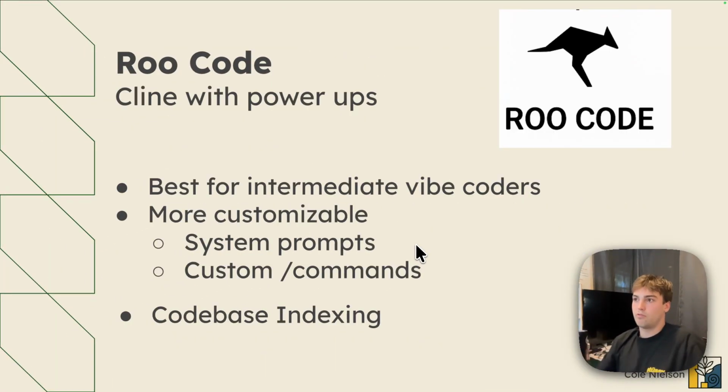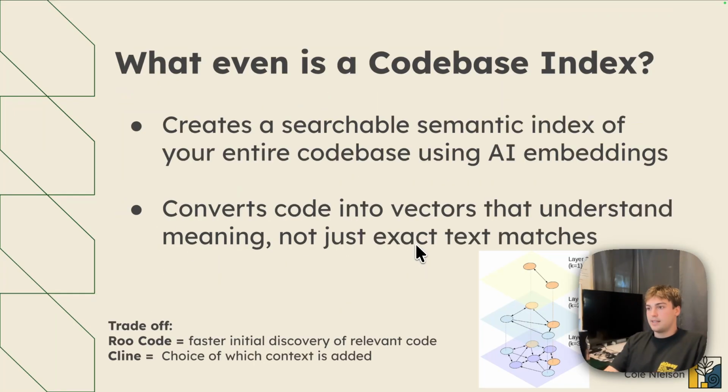But real quick, Roo Code is basically Cline with power-ups. It's best for intermediate vibe coders. There's more customization. You've got system prompts that you can customize, custom slash commands, so basically building your own shortcuts. And then there's codebase indexing, which again is kind of hard to wrap my head around, but I can kind of explain it to the best of my ability, which is, Cline doesn't index your codebase.